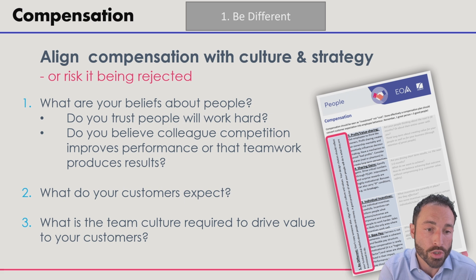How do people produce the value that customers are expecting? Do they produce that by working as a team? Do they have to collaborate? Or again, is it individual effort? How do you drive that value to customers? So the first design principle is about thinking about your current culture, your strategy, how you interact with customers, how much interaction there is with customers, and how much that is based on team effort. Make some notes down, first of all, to think about how your culture and strategy needs to interoperate with your compensation scheme in order for it to be accepted by people.